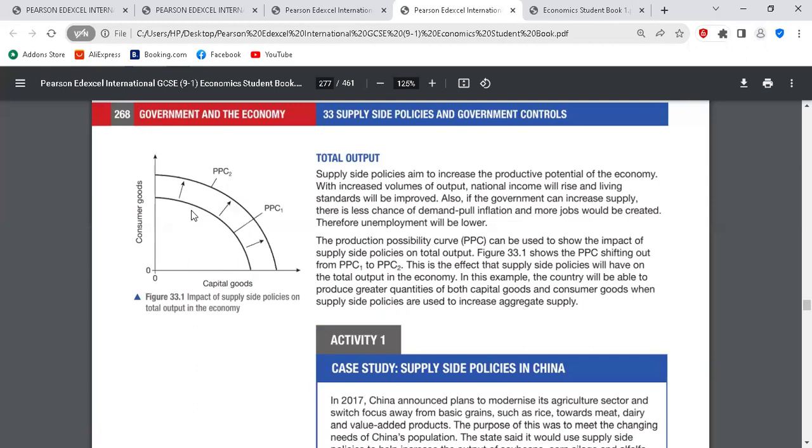So for total output, we're talking about the PPC, what the country is producing, the productive potential of the economy. If government can come up with supply side policies that aim at increasing the productive potential of the economy, output will increase. And if output is increasing, the living standard will improve. People will have more money with them. The national income, the total output in the economy would improve.